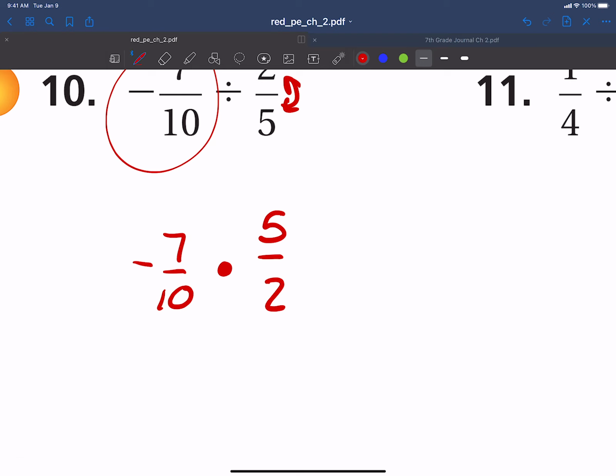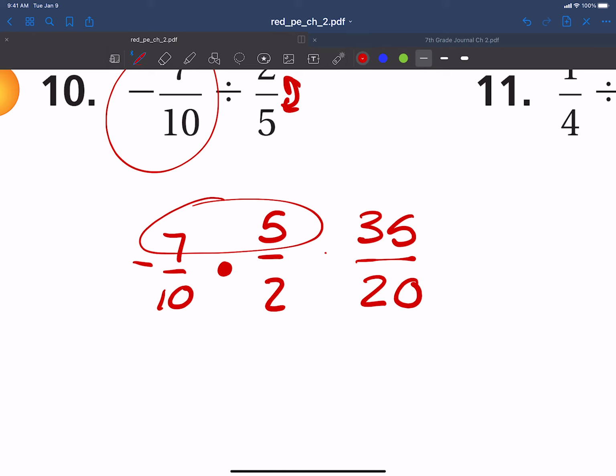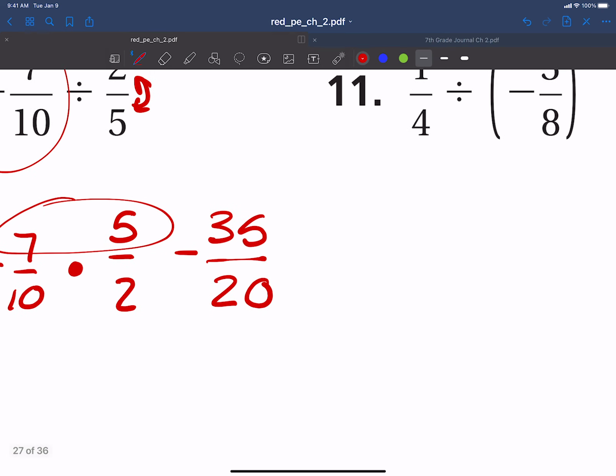The multiplicative inverse. What's 7 times 5? 35. What's 2 times 10? 20. And Christine told us it was going to be negative. Now, how many of you got to that point, like you got those numbers? I saw almost everybody get those numbers, right?